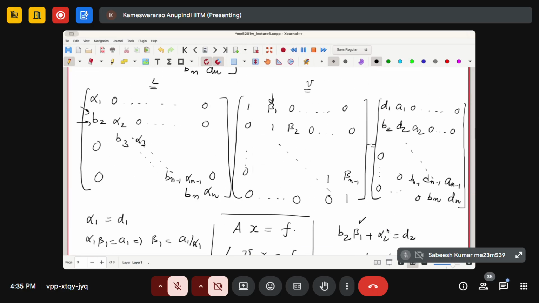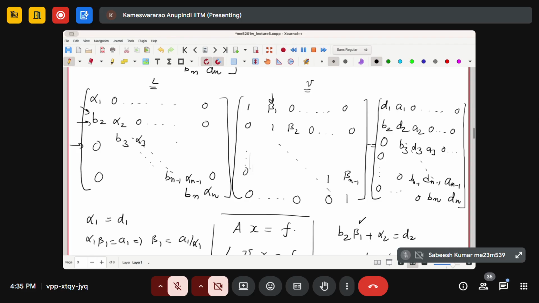Let me now multiply the third row with the first column. That's going to give me 0, right? Because the first value is 0, this is 1 here, and everything else is 0, whereas this is non-zero, it doesn't matter. Then the third row with the second column is going to give me B3 beta 1 plus alpha 3 equals, I should write more here. So this is going to be 0, B3, D3, A3, 0, right?